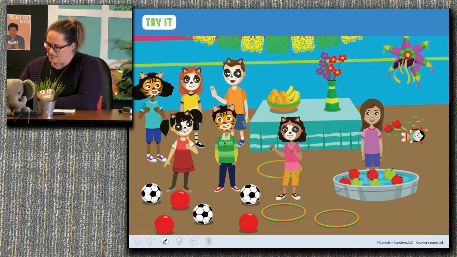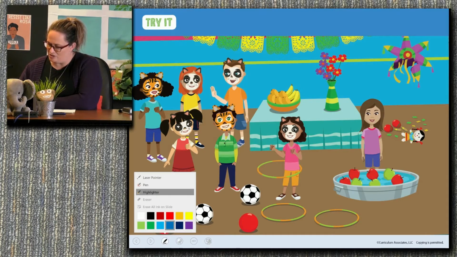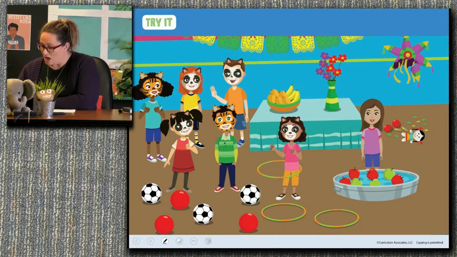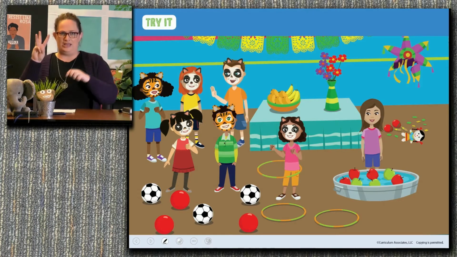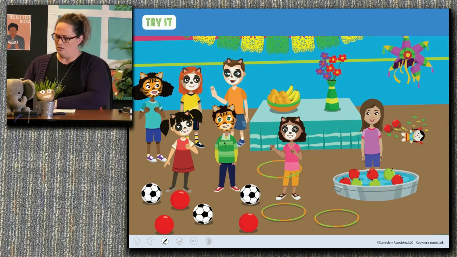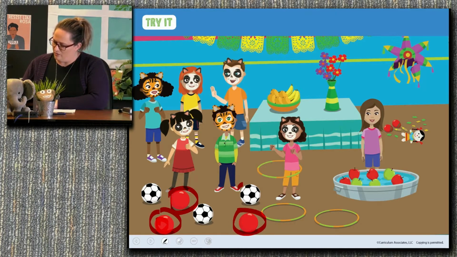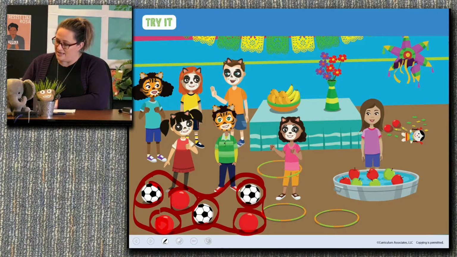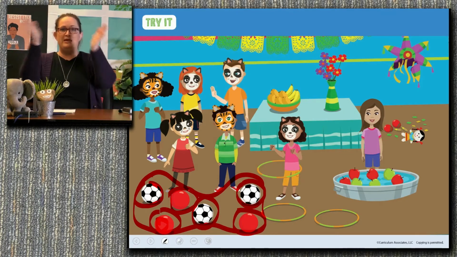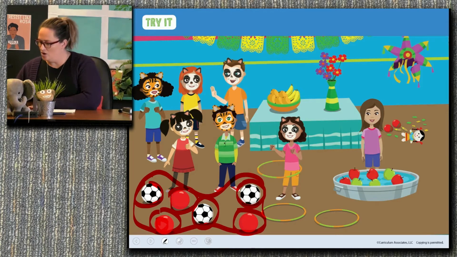What's another thing that makes 6 here on our picture? I see 3 soccer balls and 3 bouncy balls. Does that make 6? 3 and 3? Well, 1, 2, 3, 4, 5, 6. A group of 6. 3 and 3 make 6. Say it with me. 3 and 3 make 6. Good job. Are there any other groups of 6 anywhere that you see?